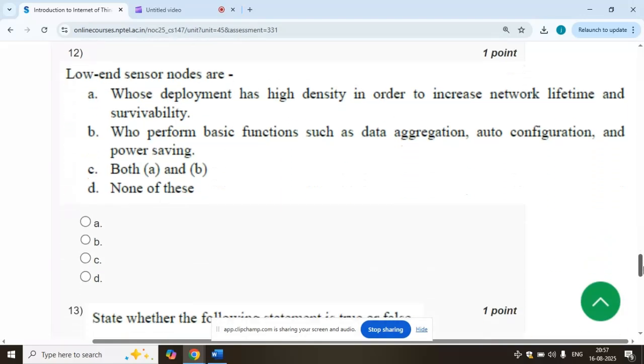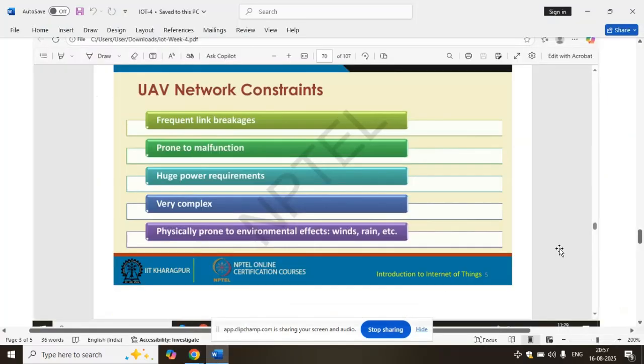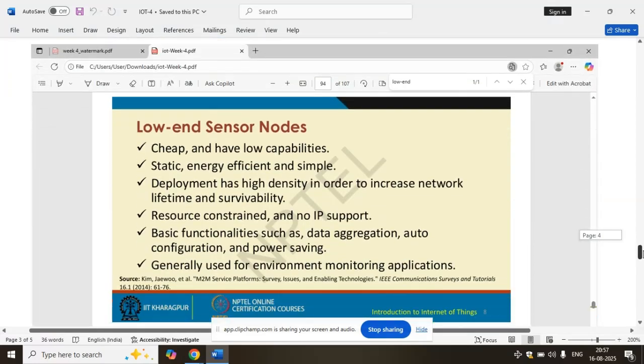Move to the 12th one. Low end sensor nodes are. So we'll see what these low end sensors are. So you can see low end sensor nodes are cheap and have low capabilities, static, energy efficient and simple. Third point is very important. Deployment has high density in order to increase network lifetime and survivability. And very important another function is basic functions such as data aggregation, auto configuration and power saving.